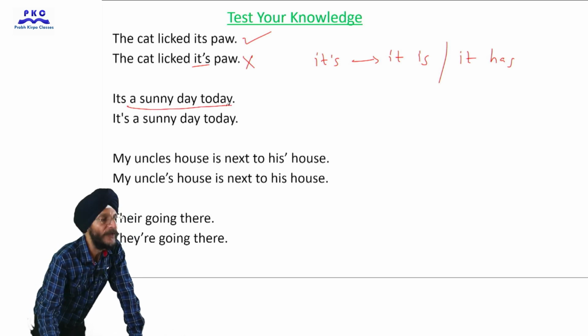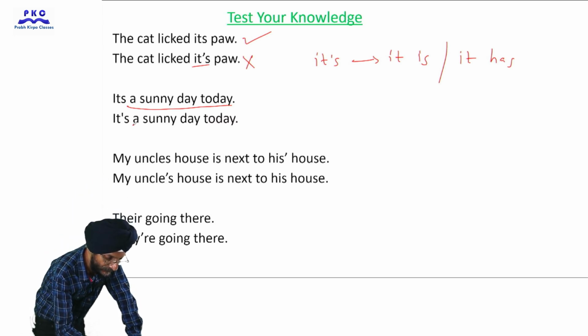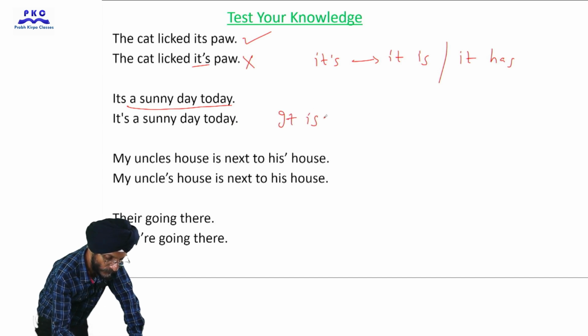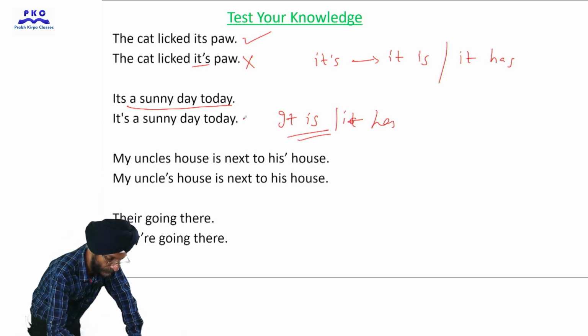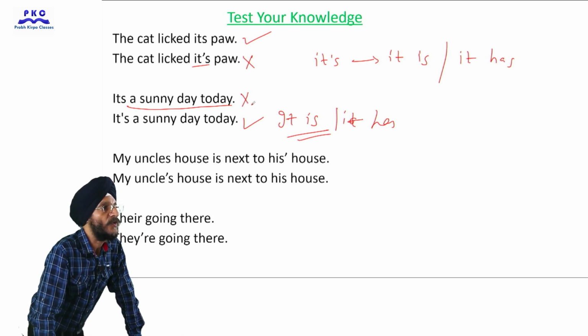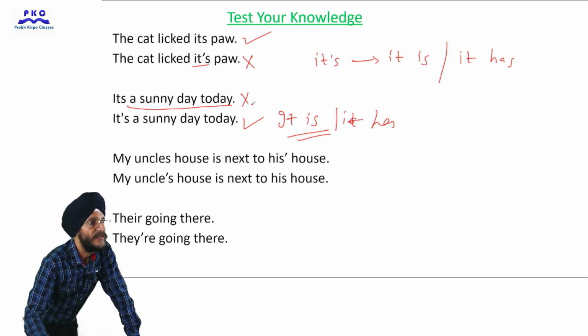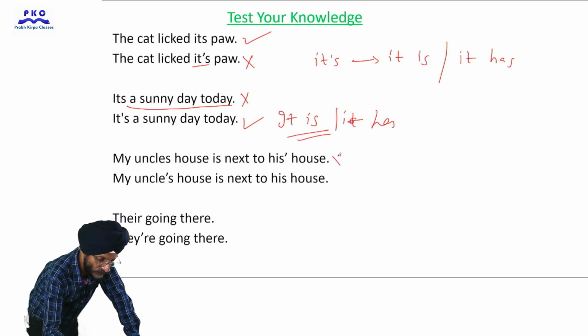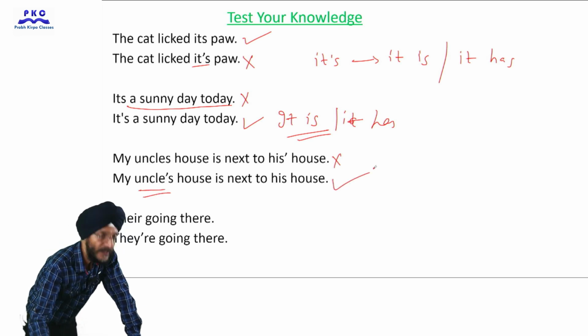Its a sunny day today or it's a sunny day today. The second is it's, apostrophe s, a sunny day today. It means that it is or it has. It fits. It is a sunny day today. So it is proper. The first is wrong. My uncles house is next to his house. This is wrong. This is proper. My uncle's house is next to his house.